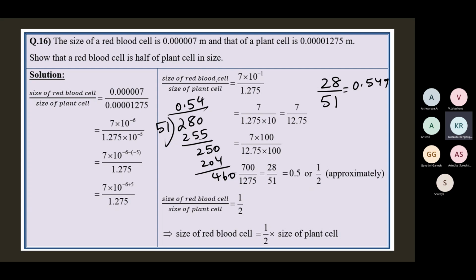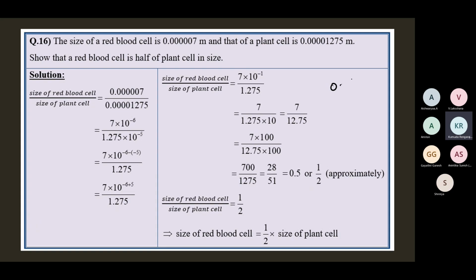So you get 0.549. I did it with the calculator. So 0.549. It goes on. The division does not come to an end. So we just stop here when we get 2 or 3 decimal places. Okay. So anyways, it is 0.5.